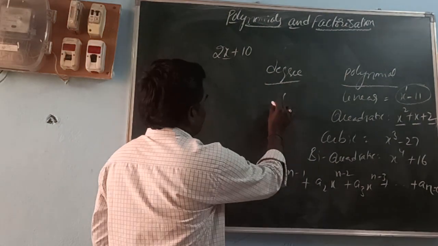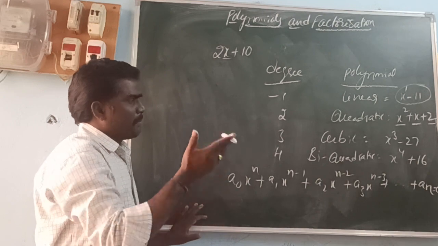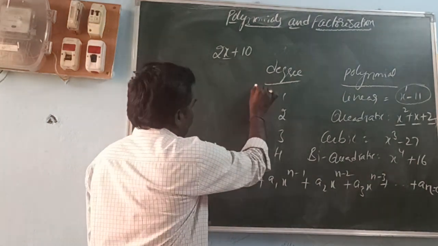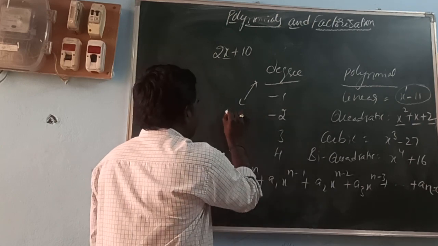Okay, in a linear polynomial, to find the unknown thing by using the graphical method, we get the curve as a straight line. For a quadratic polynomial you get a parabola.